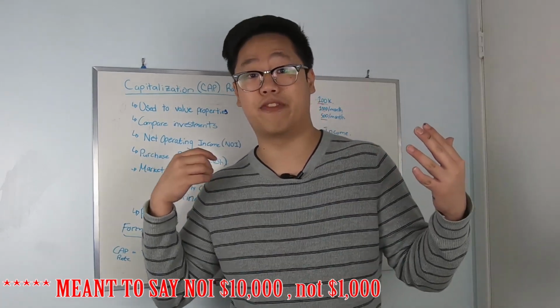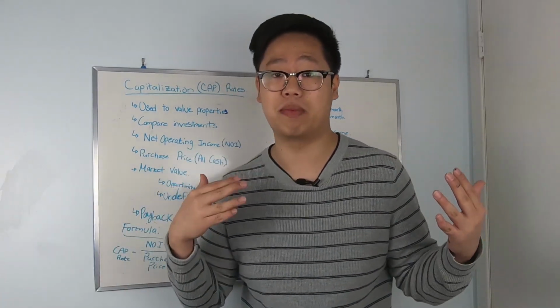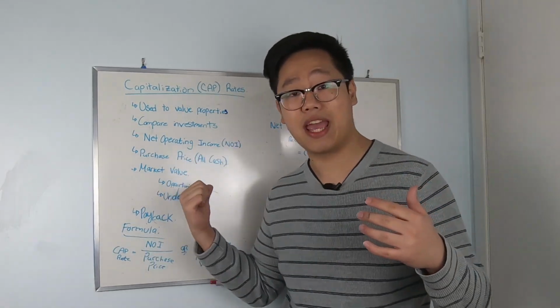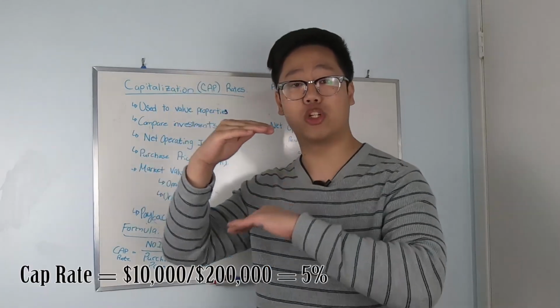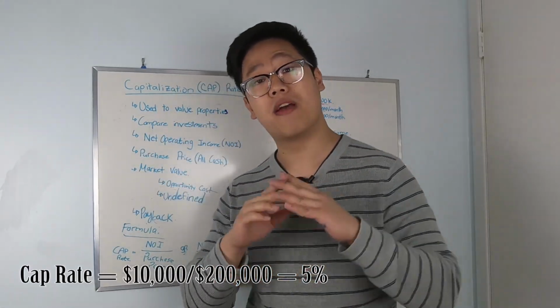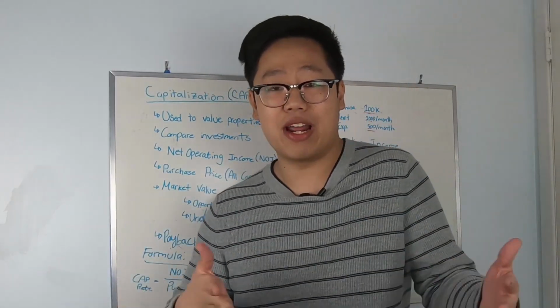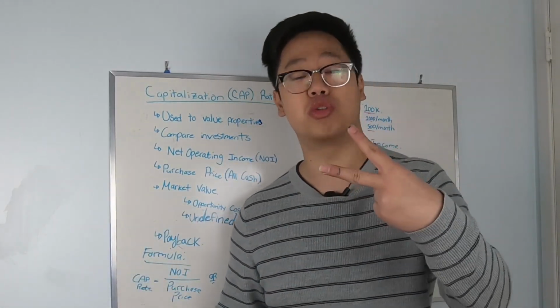It's going to be the same amount of expenses because you have no mortgage payments, right? You're buying it all in cash. But instead, the market value is $200K. So it's $1,000 divided by $200K. Your cap rate is going to be 5% in this scenario. So why the hell would we ever divide it by market value? There are two reasons for that.